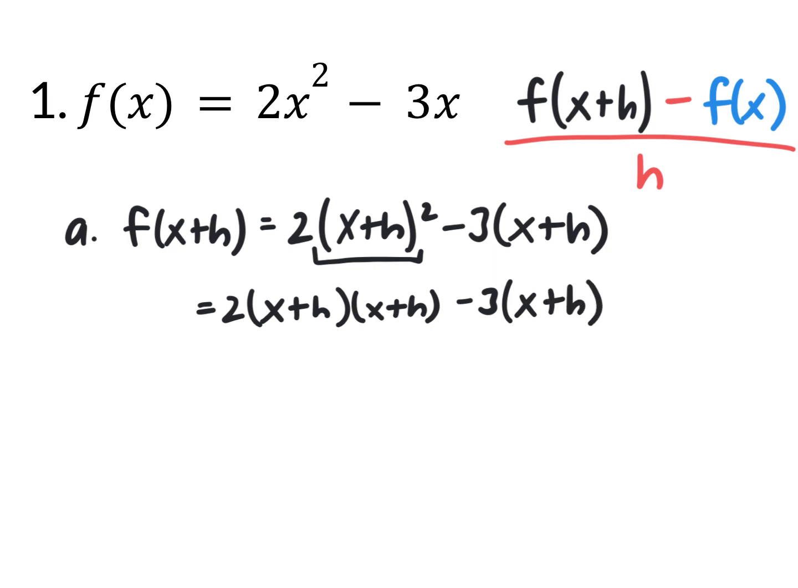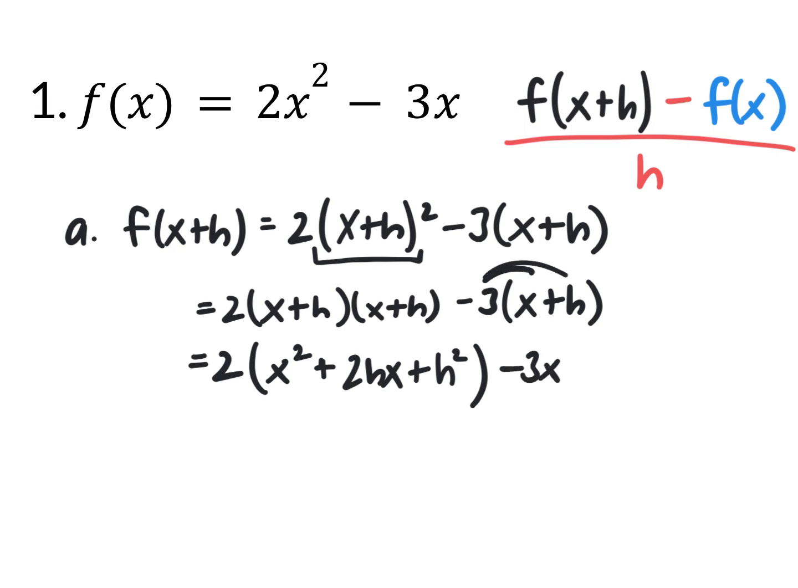So if I distribute my x plus h times x plus h, I should get 2 times x squared plus how many hx's? 2 hx's plus how many h's? Squared, right? Then I can distribute that negative 3. Distribute that negative 3 to both terms, and I get minus 3x minus 3h.